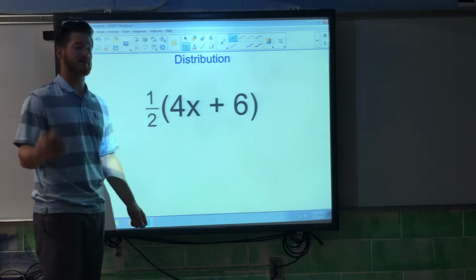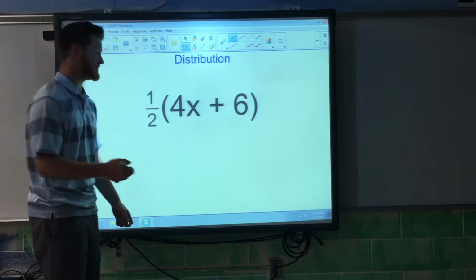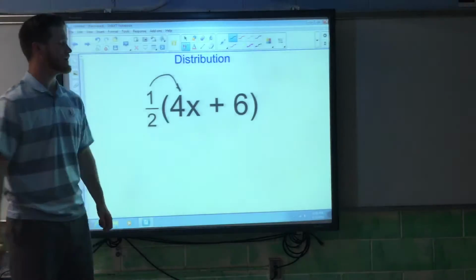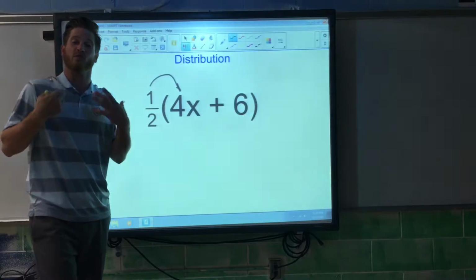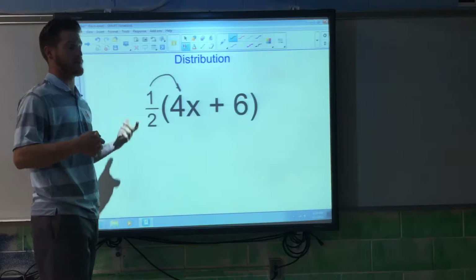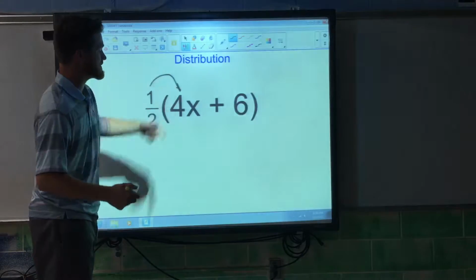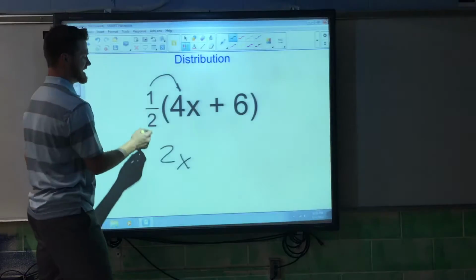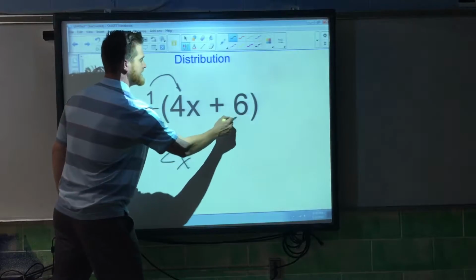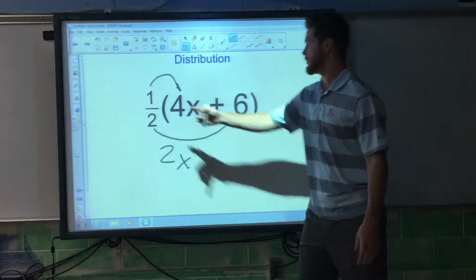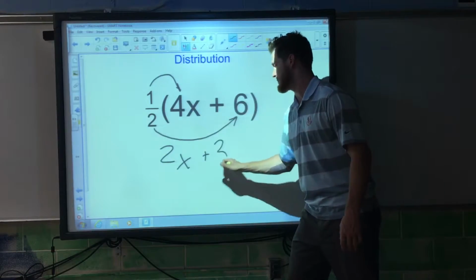Whenever you multiply something by a fraction, you're basically dividing by the denominator. So 1/2 times 4 is basically saying what's 1/2 of 4. 1/2 times 4 is 2. 1/2 of 4 is 2. So 1/2 times 4x would be 2x. We're not done. We still have a 6. Go under. 1/2 times 6. What's 1/2 of 6? 3. So 1/2 times 6 gives you 3.